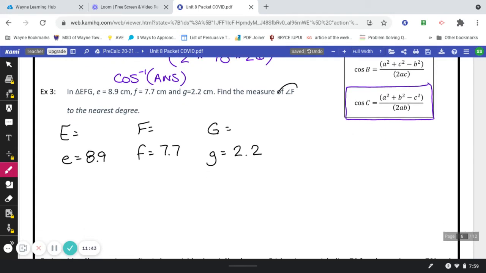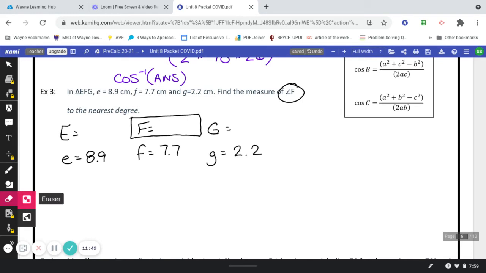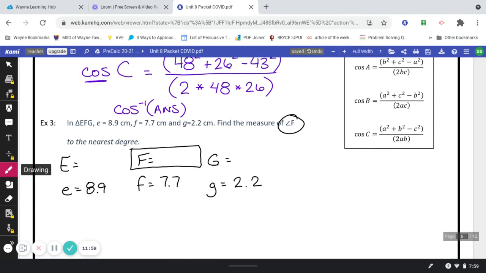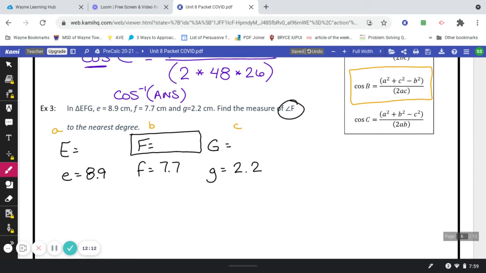And then my goal is to find angle F. So just this one right here. I'm going to allow that F to represent my letter B since it's in the middle. So we're going to be using that formula right here. Every time you see an A, we're going to use E. Every time you use a B, it's going to be the F, right? So it's almost like having the A's, the B's, and the C's, and just switch that out very carefully.